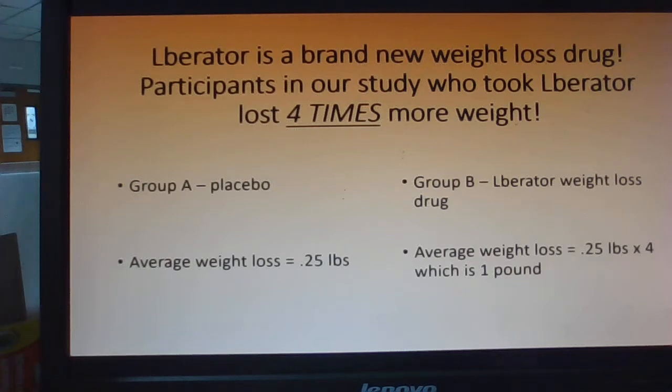So advertisers are manipulating the data. What they're saying is technically true, but they're making you believe that the drug is better than what it actually is.